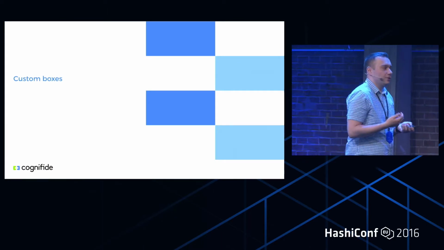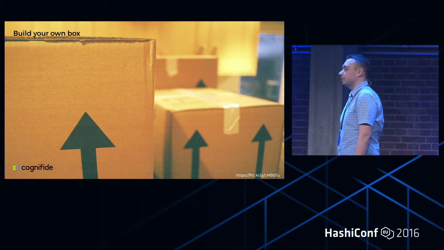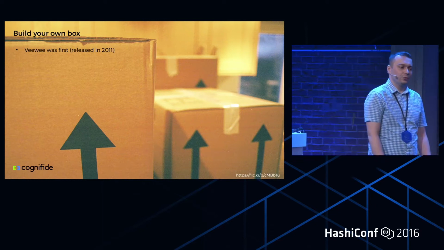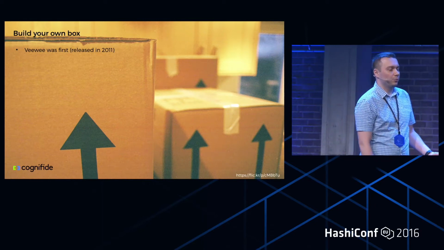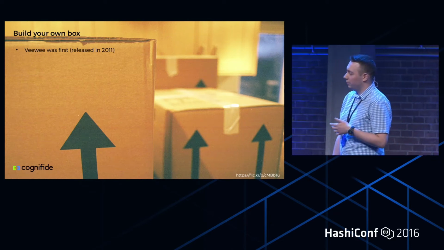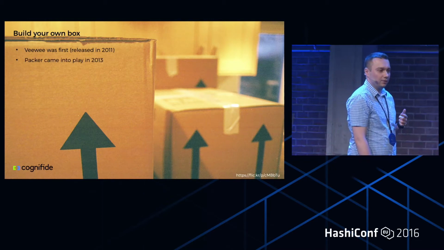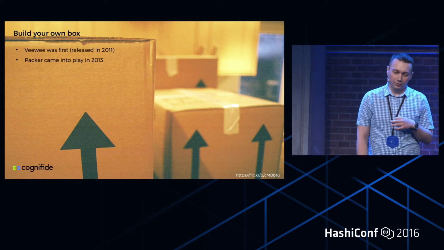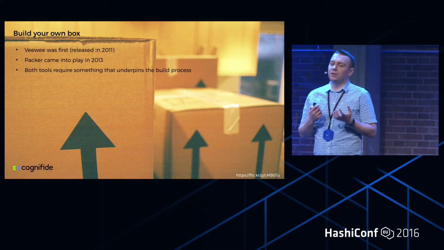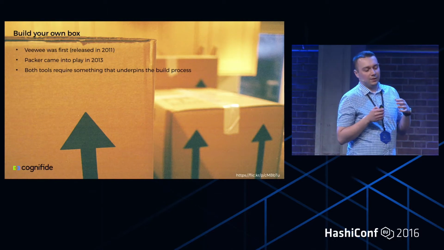So we decided to address this problem somehow, and we went for custom boxes. When we started our journey with Vagrant, there was no Packer around. So the first project that allowed us to build custom boxes was a project called Veewee. The first release was in 2011. Two years later, Packer was released, so we switched over to Packer. But these tools are not enough. We have to have something more that underpins the whole process, as that's just building.